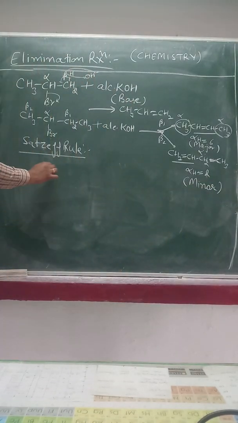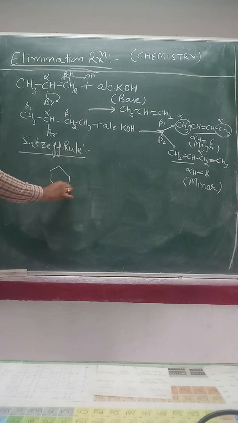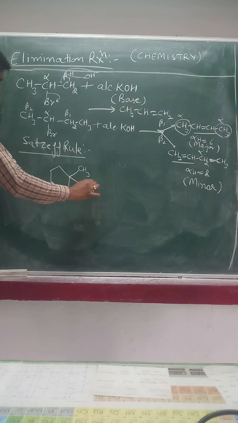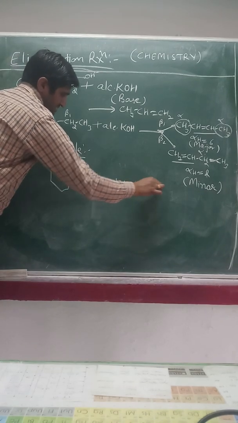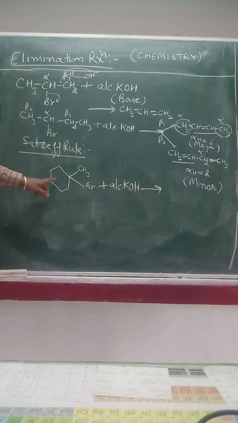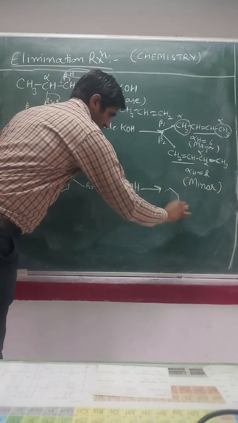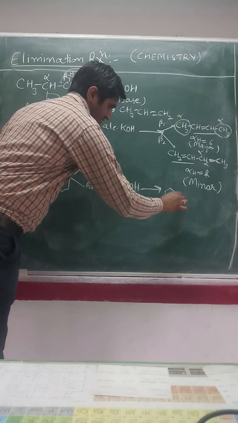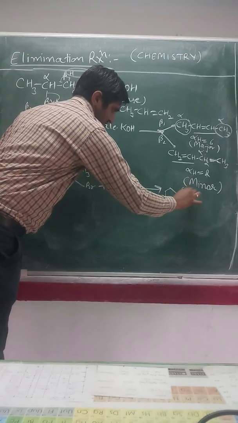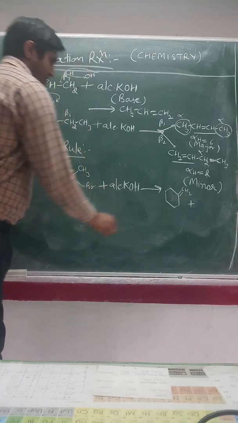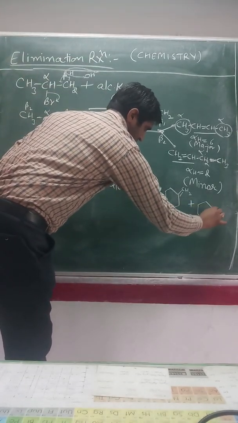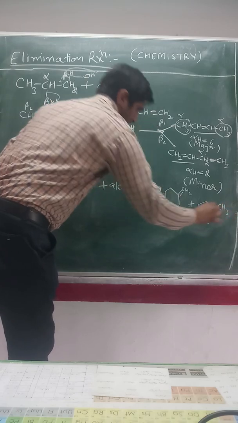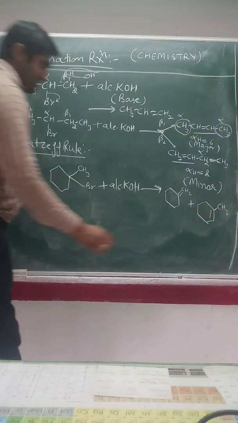Suppose we are having another example. And there is an elimination with alcoholic KOH. Then there is also a possibility of formation of 2 products. One is this and another one is this. Now which one is major and minor?